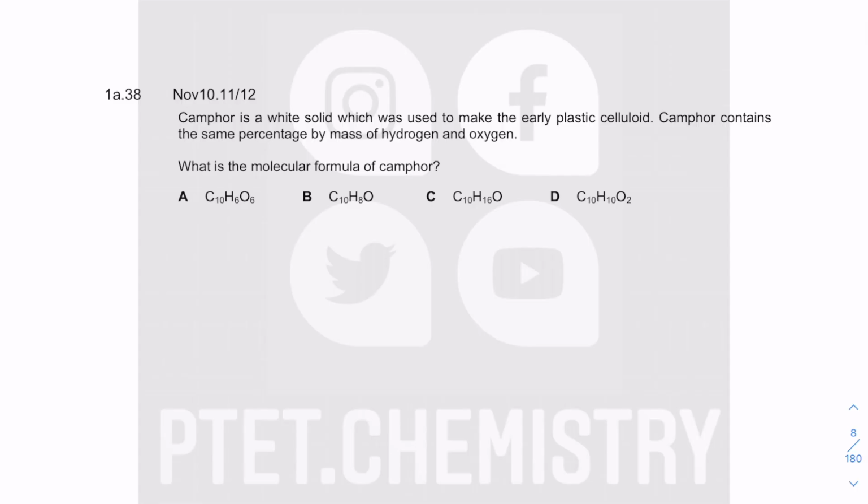Question 38. So this is quite a direct question. We're just looking for molecular formula. So molecular formula has a definition. The definition is, it tells you the actual number of atoms in one single molecule. So they say camphor has the same percentage by mass of hydrogen and oxygen. So we need to work out the molecular mass for each of these based on the molecular formula.